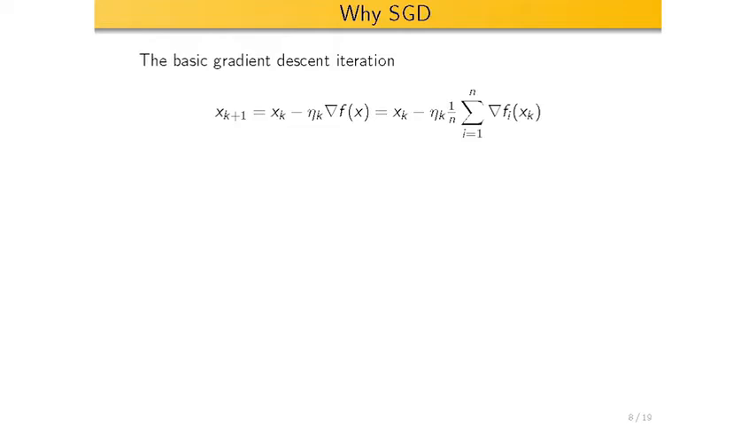Because it's a finite sum, gradients are linear operators, you know, the gradient of the sum is the sum of the gradients, so that's gradient descent for you.